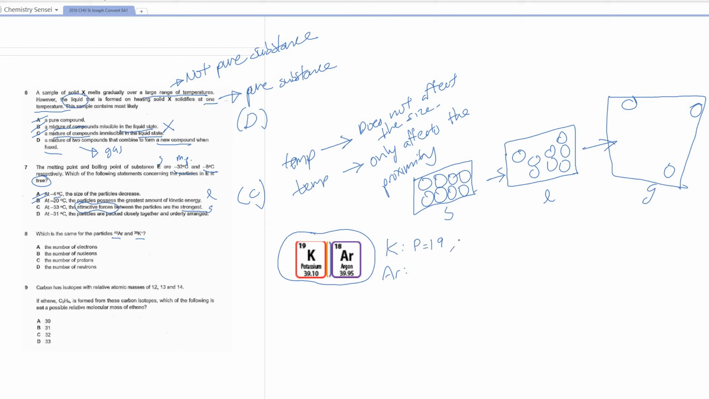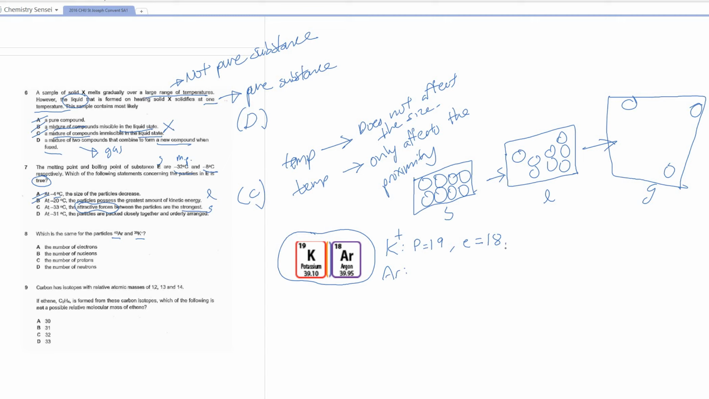Okay, it has 18 electrons. Why? Sorry, I forgot to put a plus here, because it has lost one electron to form the cation K+. So initially it has 19 electrons. Once it has formed the cation K+, it removes one electron. It has one electron lesser.